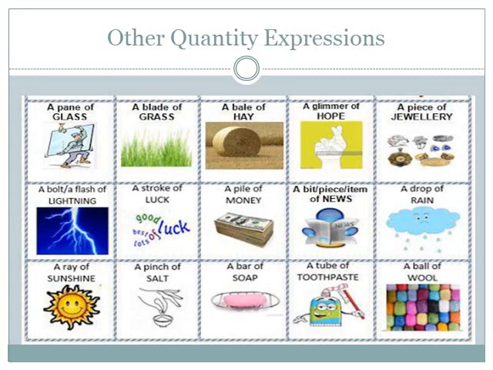Now, other quantity expressions. A pane of glass, a blade of grass, a bale of hay, a glimmer of hope, a piece of jewelry, a bolt of lightning, or a flash of lightning. Both are used for lightning. A stroke of luck, a pile of money. Now, for news, there are three expressions that can be used: a bit of news, a piece of news, an item of news. A drop of rain, a ray of sunshine, a pinch of salt, which means very little. A bar of soap, a tube of toothpaste, a ball of wool.